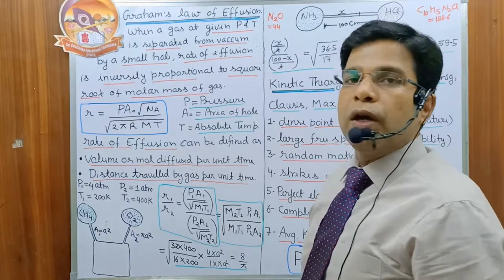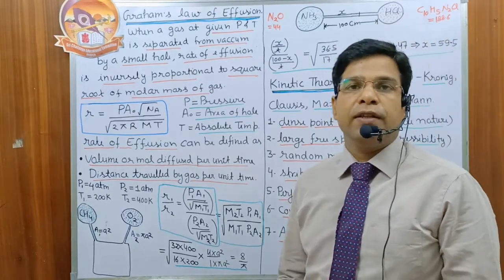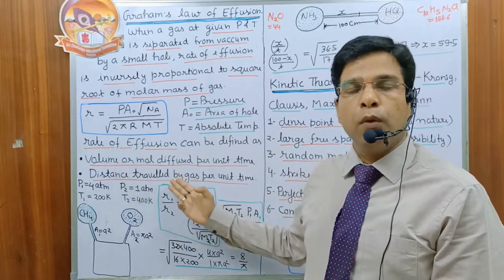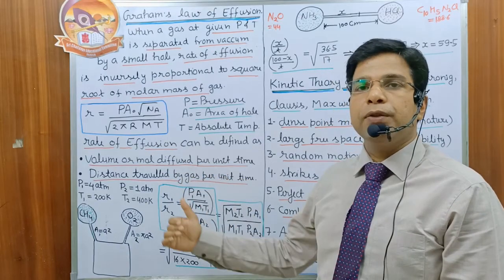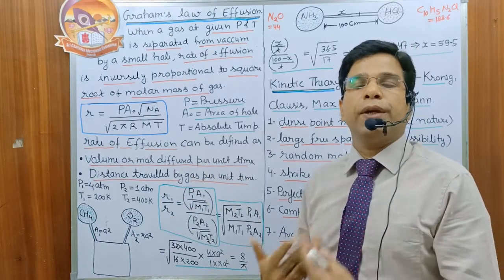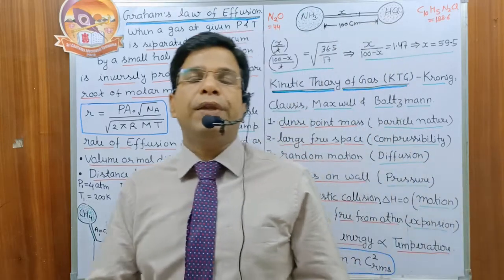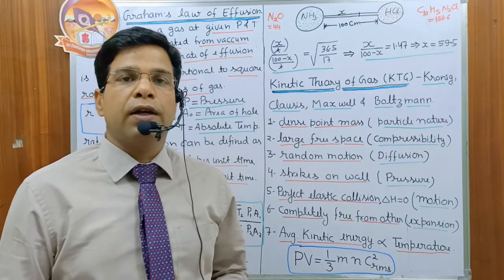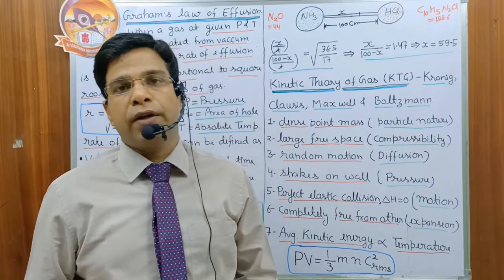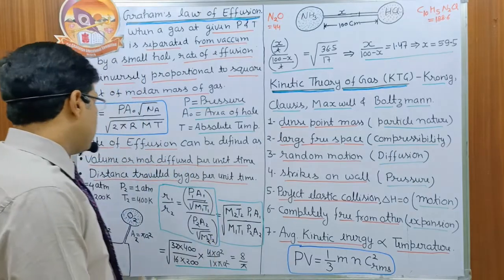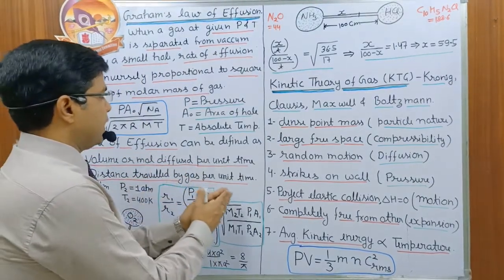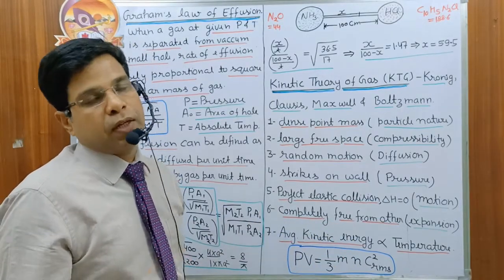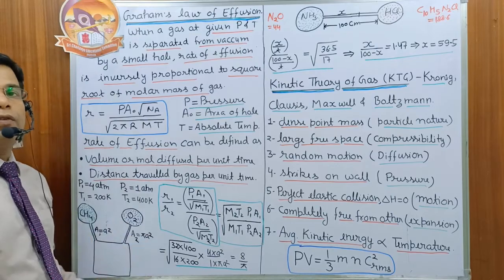Now, the rate of effusion we can define in a few terms. What are those? It is volume or moles diffused per unit time. How many moles or how much volume of the gas comes out in a given unit time, that is called the rate of effusion of the gas or rate of diffusion of the gas. Or, what is the distance traveled by the gas per unit time? That is also defined as the rate of effusion of the gas.